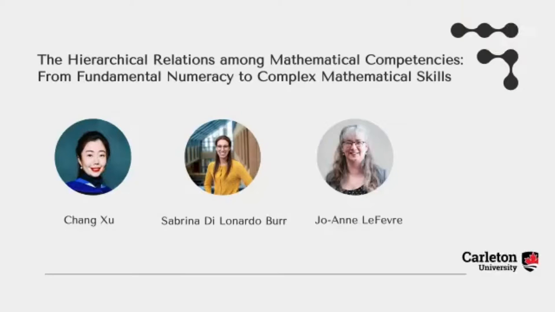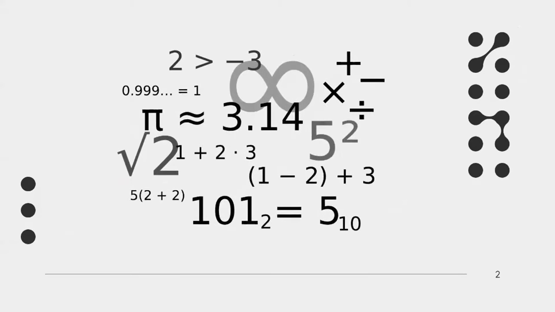Hello, everyone. Thanks so much for having me. My name is Chang Xu. Today, on behalf of my collaborators, Dr. Delano Burr and Dr. Lafevre, I'm going to share with you our ongoing research on number integration. Mathematics depends on an abstract symbol system, which represents a complex set of numerical and functional associations. Through abstraction, we no longer have to depend on real-world objects to solve math problems. We can just manipulate math symbols, which makes the problem-solving process way more efficient.